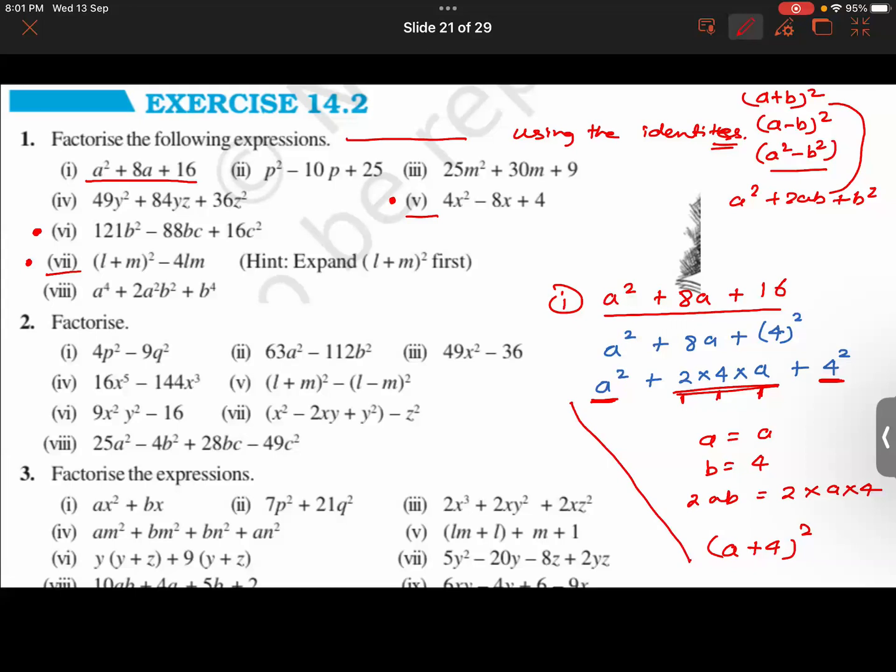Sir, but what about 2ab? 2ab, no, you will leave it as it is. This was the expanded form, a square plus 8a plus 16. This was actually the expanded form of a plus 4 whole square.